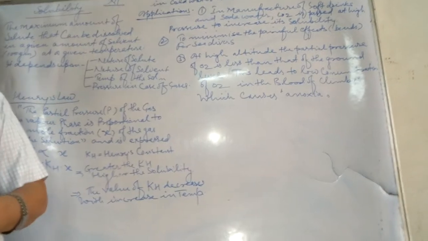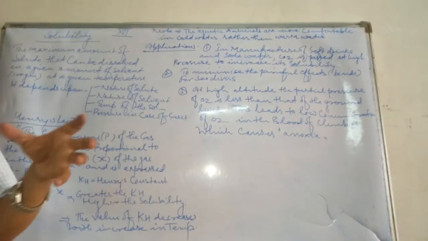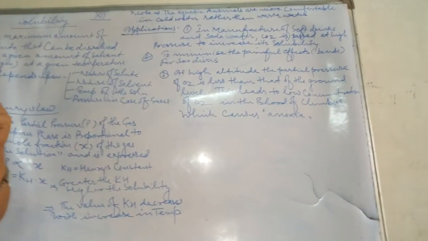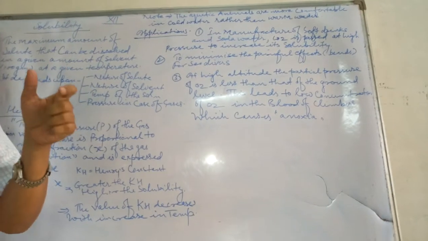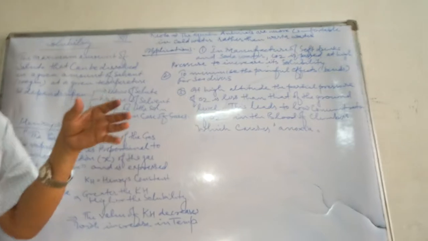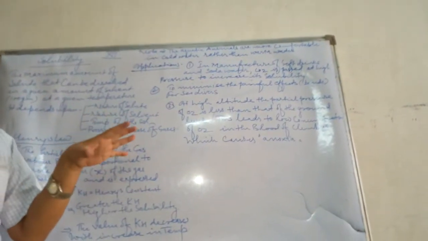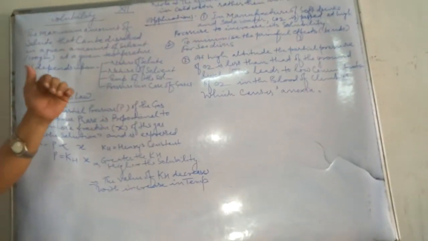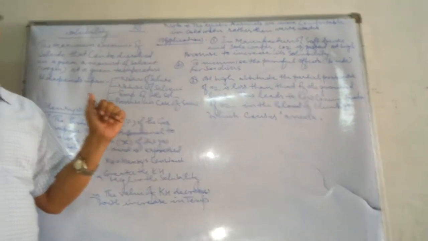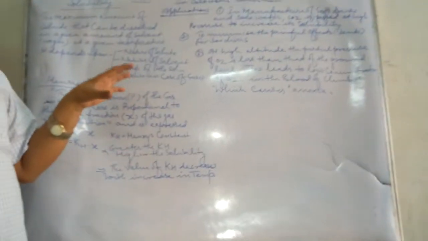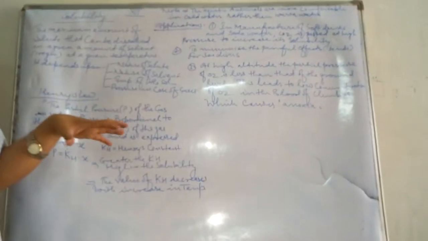Like dissolves like. H2O, water, is a polar solvent. So when we dissolve polar compounds in water, that compound will readily dissolve, and the solubility will be maximum. If we dissolve a non-polar compound in a polar solvent, then the solubility will be lesser than that of polar in polar.